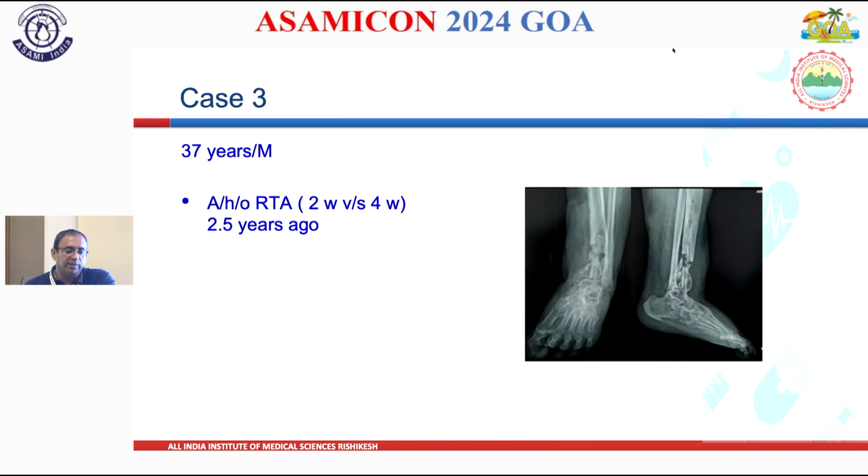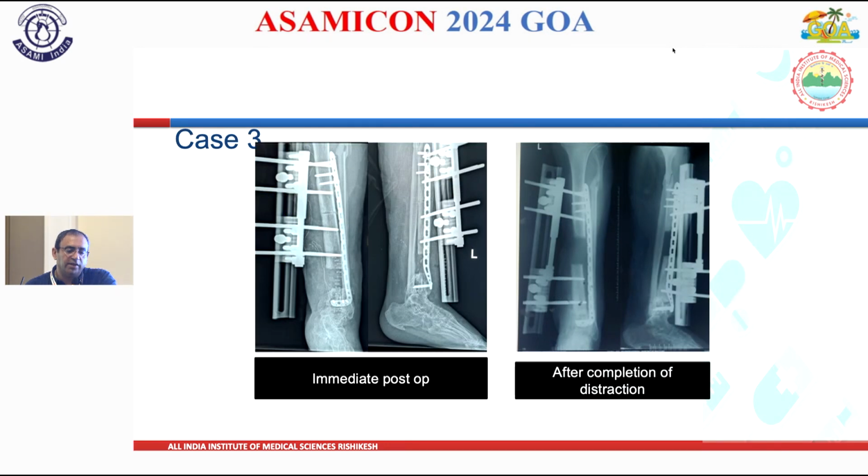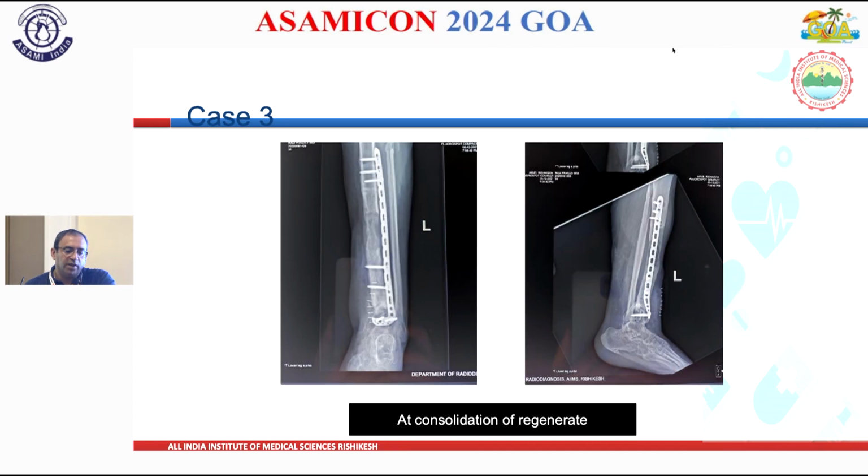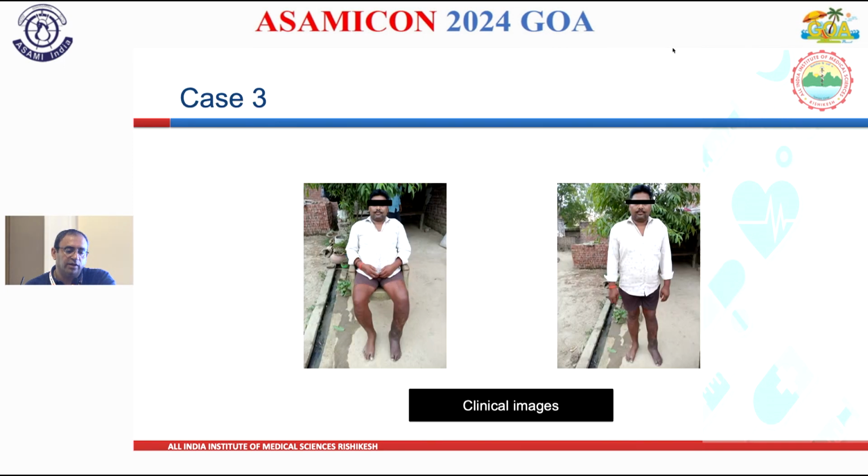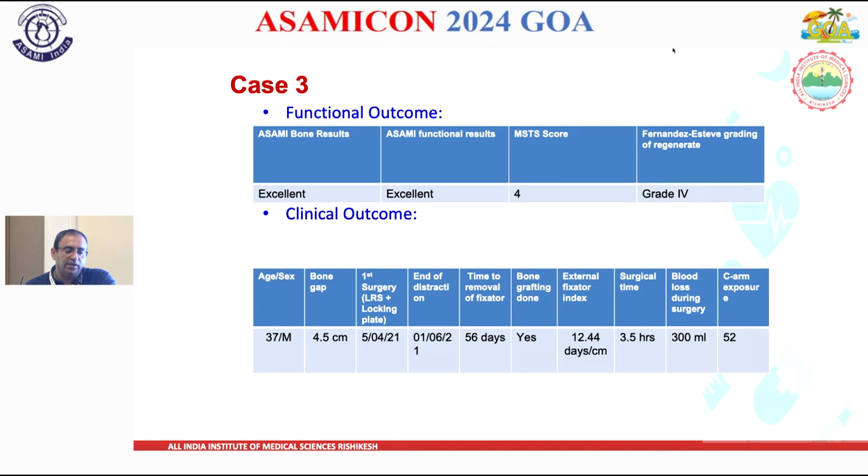Another case, a 37 years male, had a bone gap in the distal part of the tibia, a gap non-union, and he had a history of RTA 2.5 years back. We applied the same principle. We applied a lateral side distal plate, did a corticotomy in the middle segment and transported the bone down. Once this bone had reached the distal part, we applied 1 or 2 screws in the distal part and waited for the regenerate to consolidate. This is his clinical photograph, and see, for the 4.5 centimeter of bone to be produced, the external fixator time was just 56 days, and the fixator index was 12.44 days per centimeter.